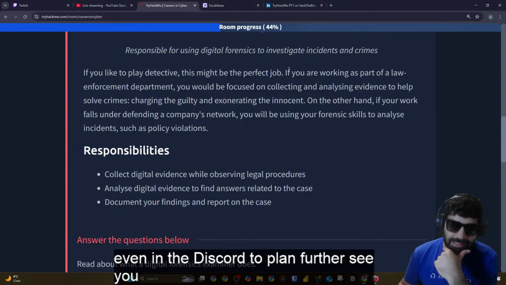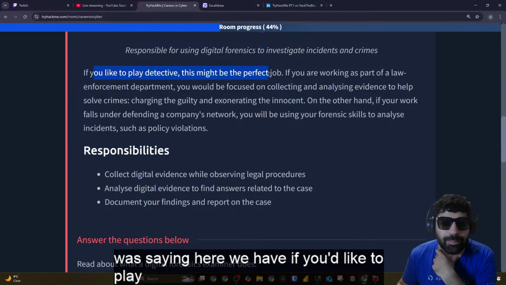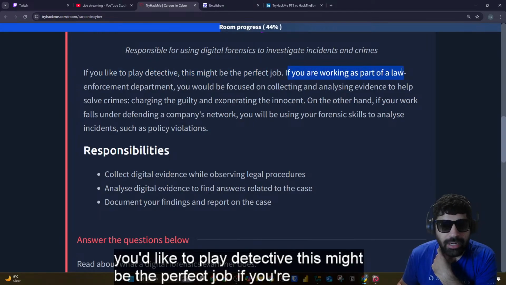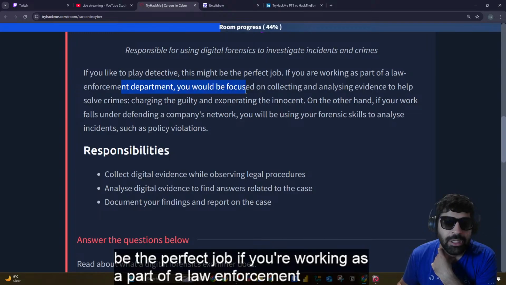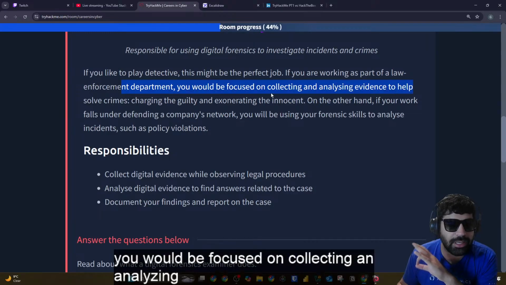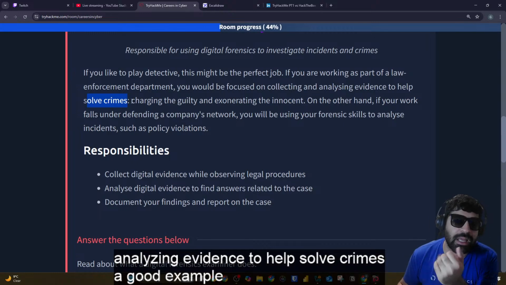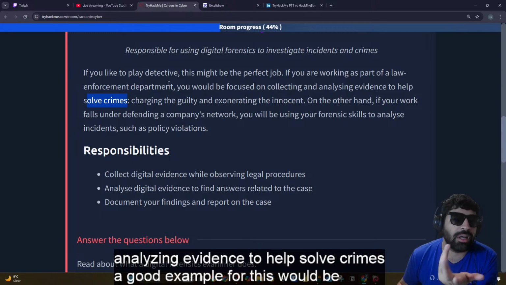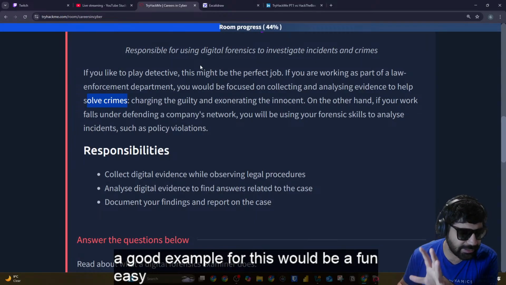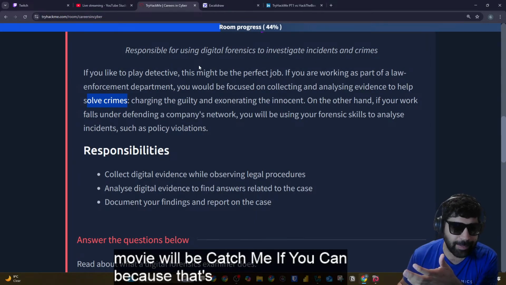So yeah, as I was saying, here we have: if you like to play detective, this might be the perfect job. If you are working as a part of a law enforcement department, you would be focused on collecting and analyzing evidence to help solve crimes. A good, fun, easy to understand example would be the movie Catch Me If You Can, because that's financial fraud happening.